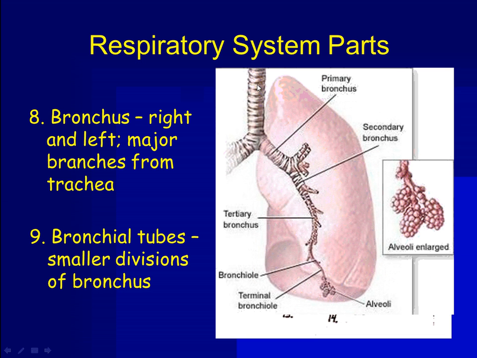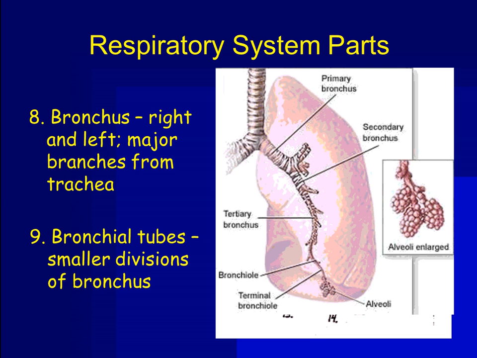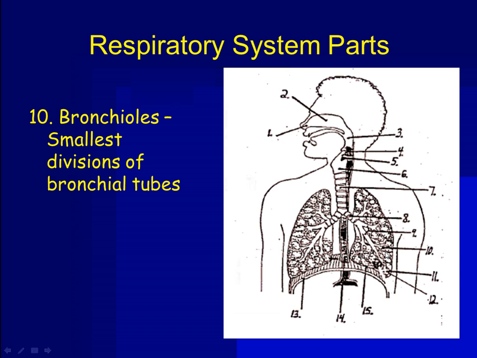So here's the trachea, bronchus, bronchial tubes getting down in this area here. And then the next area we're going to be going into would be bronchioles, the smallest divisions of the bronchial tubes. Come back to this diagram in a second. Large tubes, bronchus, bronchial tubes, bronchioles. We're getting smaller and smaller pathways, and eventually getting down into dead ends called alveoli.